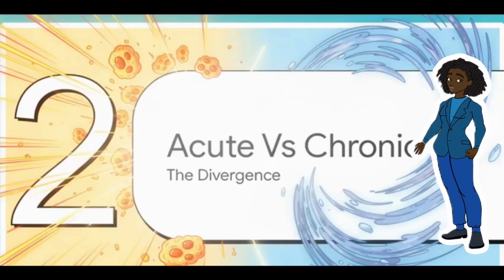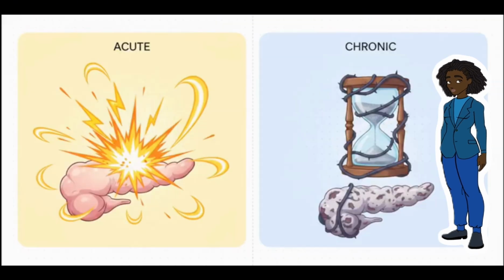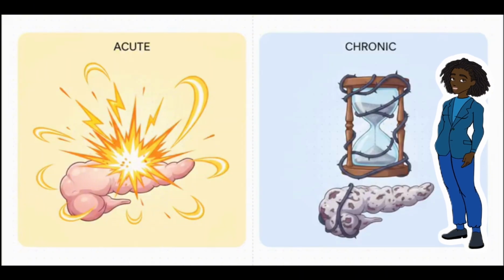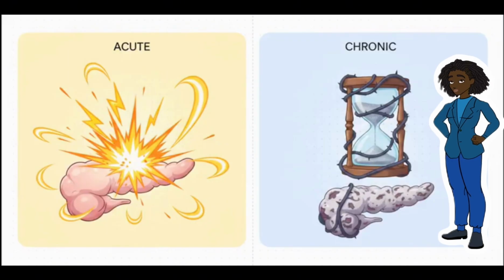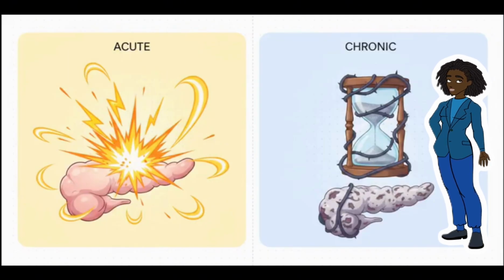Now, let's look at the two types of pancreatitis, acute and chronic. Acute pancreatitis is an abrupt onset of symptoms, while chronic pancreatitis is a long-standing disease that continues even after the original trigger has resolved. Chronic pancreatitis is characterized by scarring and irreversible destruction of the pancreatic tissue.